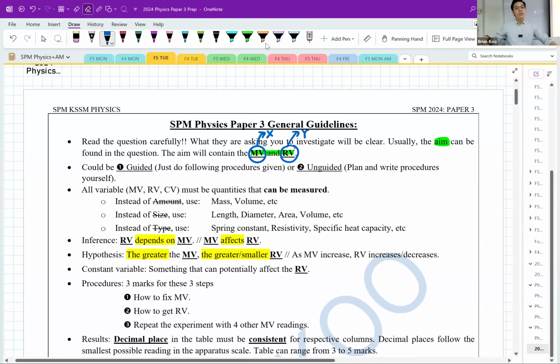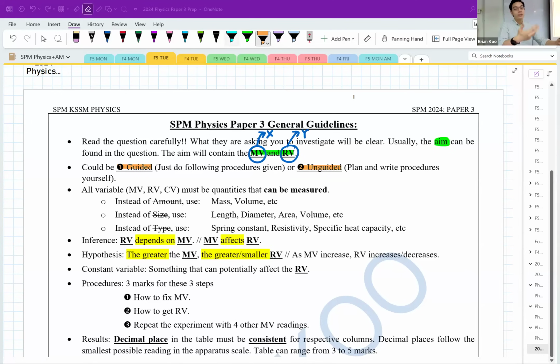Okay. So your paper could be guided or unguided. My feeling, just a feeling, is that this year might lean towards a guided experiment, just because it's a little hard for you to create one that is unguided. However, I'll still teach you how to write the procedures for this experiment. Okay, so unguided means you plan out and write your procedures yourself. One quite important thing is that whatever variables you write, whether manipulated, responding, controlled variable, or fixed variable, must be something that can be measured.